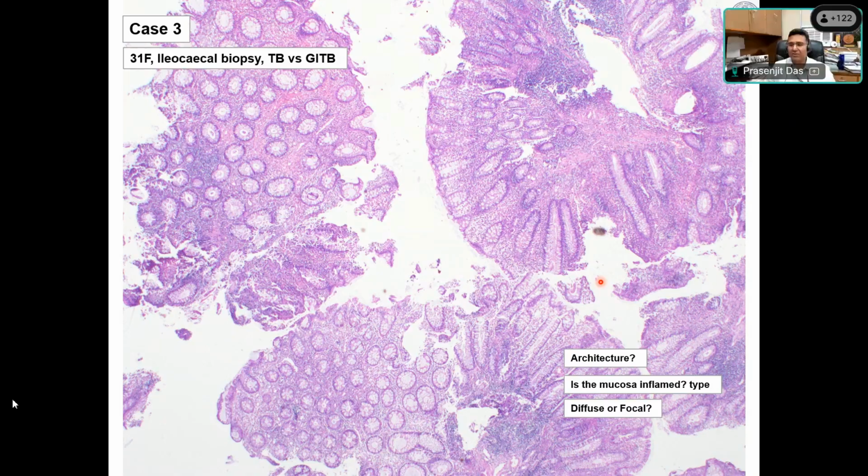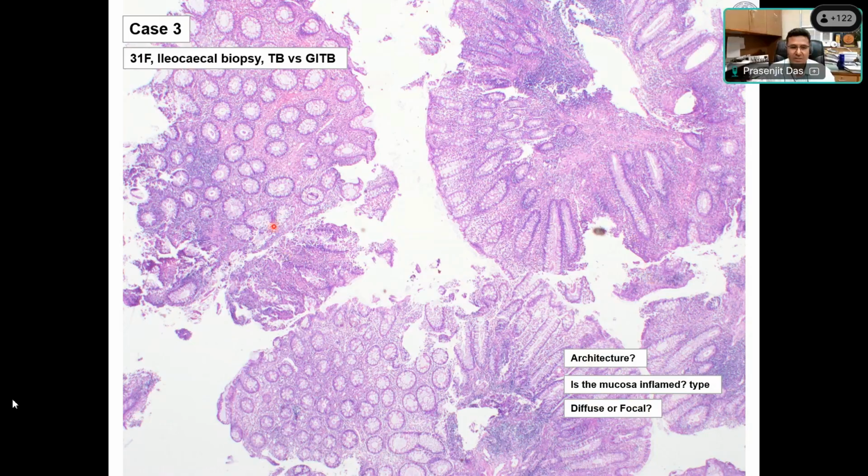Okay, we'll go into higher power pictures. We should tell the number of the fragments first. Yes, sir, you have 4. You have told the architecture is distorted. Very nice. But you have to also ascertain if these changes are diffuse or focal. So what do you think? Focal, sir. This is focal.